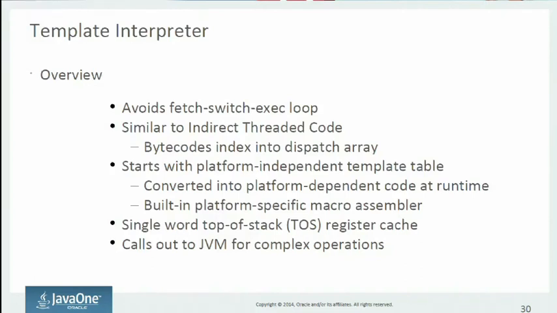So a typical interpreter has what we call a fetch switch exec loop. Normally an interpreter would pull out the next word or bytecode or whatever it is that it's interpreting. It would then go through a humongous switch statement and say exactly what did I just pick up, and then would branch out to some other routine to actually execute that code. The template interpreter, HotSpot's template interpreter, doesn't do that.